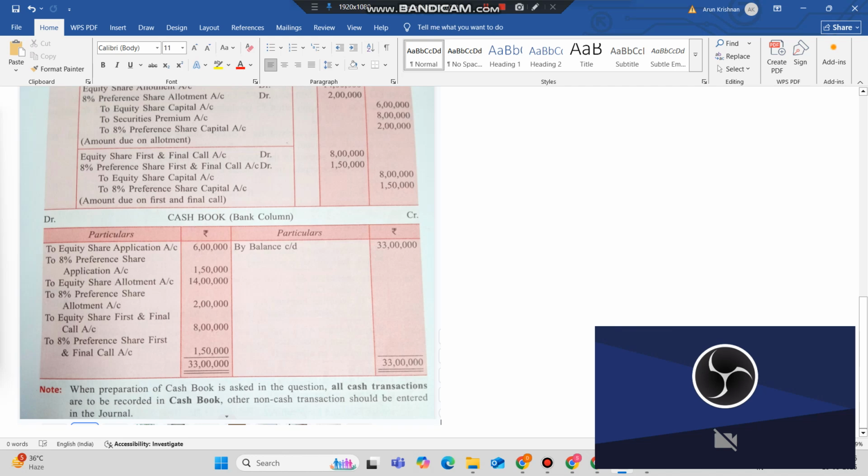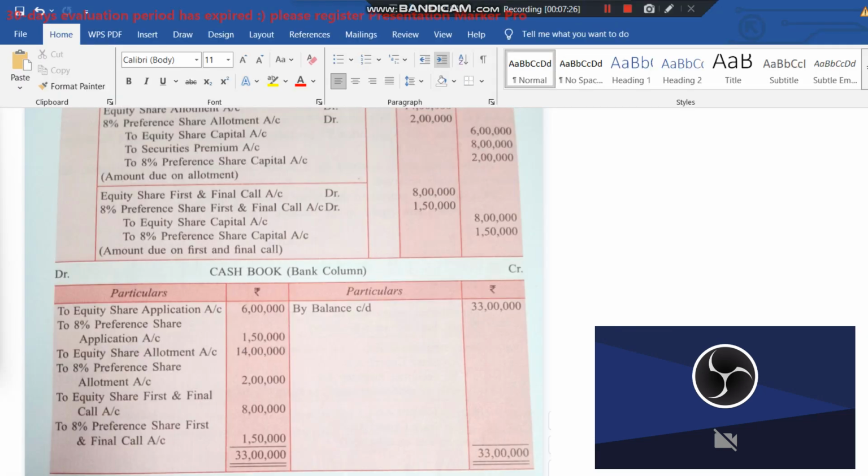So next is the cash book. How are we going to make an entry with the cash book? See, what are the applications you have received? You have received the application for all the equity shares as well as the preference shares. So make a separate entry for equity as well as for preference share application. So equity share application is 6 lakh. That is, out of this journal you are going to make an entry.